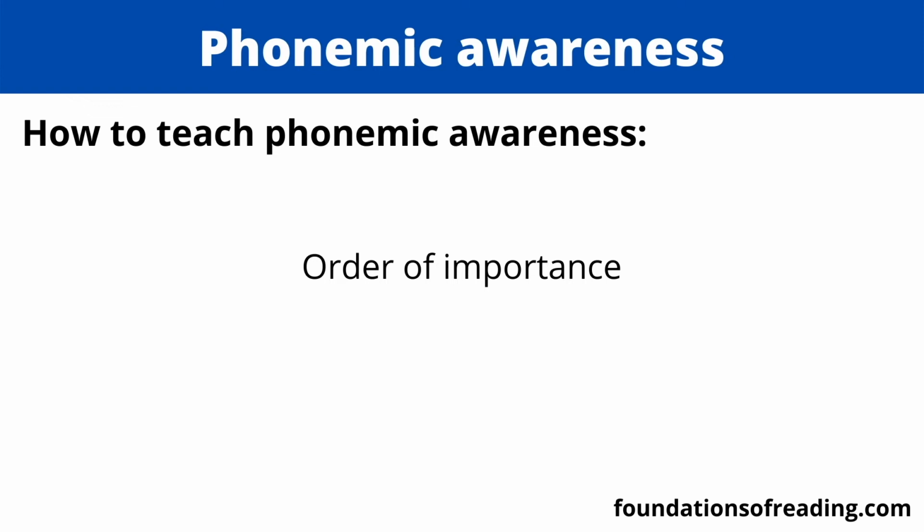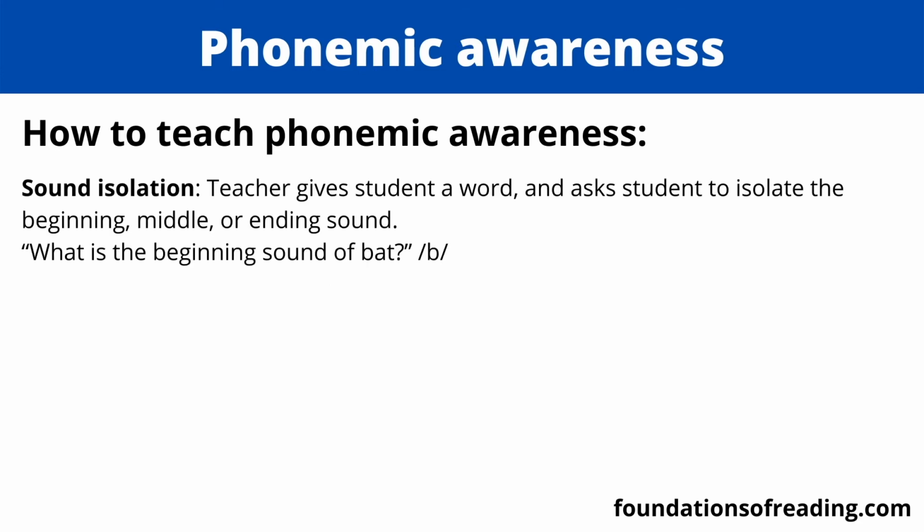Okay, so you're starting at sound segmentation, you're going then to sound blending if the student demonstrates confusion or an inability to perform the task given. Now, if sound blending is too difficult for the student, then you will move to the next easiest instructional strategy, which is sound isolation. Sound isolation, which is the easiest for the student of all the instructional strategies for phonemic awareness, looks like this. The teacher gives the student a word and asks the student to isolate the beginning, middle, or end sound. For example, if the teacher asked, "What is the beginning sound of bat?" the student would correctly answer with the sound b.